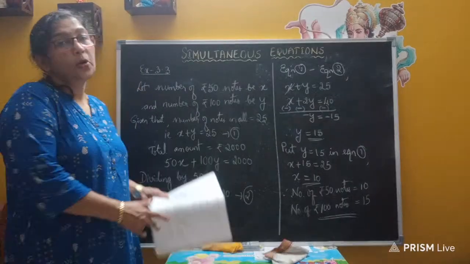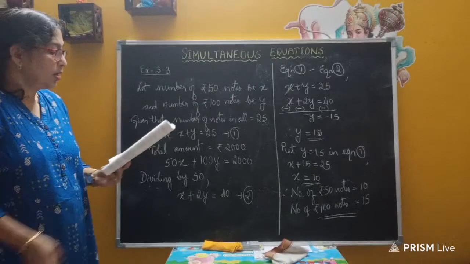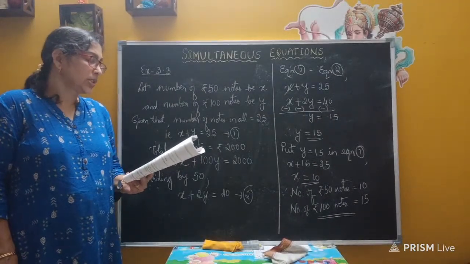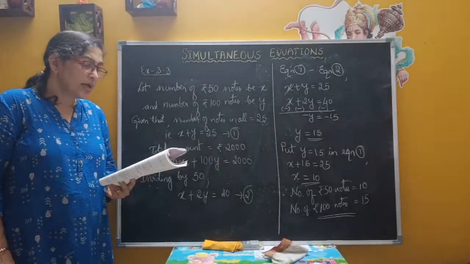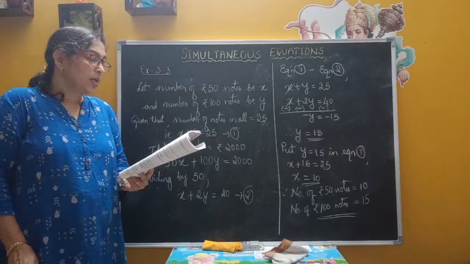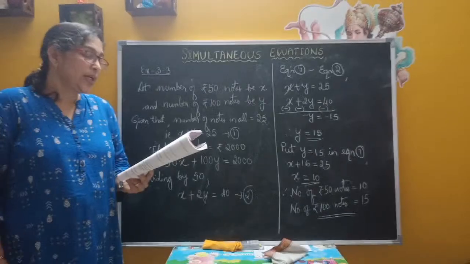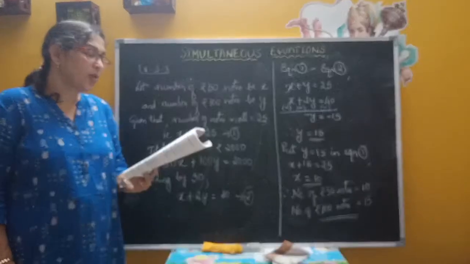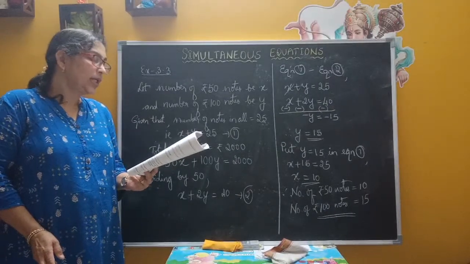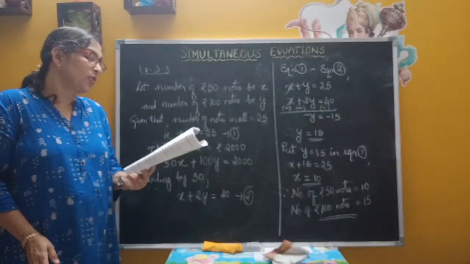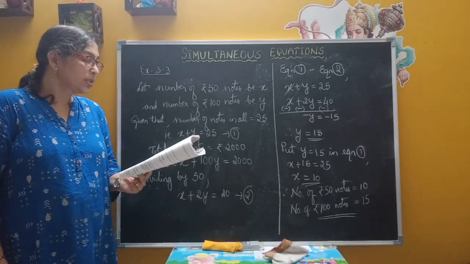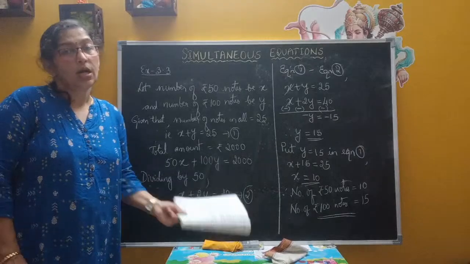Now, fourth problem. A lending library has a fixed charge for the first 3 days and an additional charge for each day thereafter. Sarita paid rupees 27 for a book kept for 7 days, while Susie paid rupees 21 for the book she kept for 5 days. Find the fixed charge and the charge for each extra day.